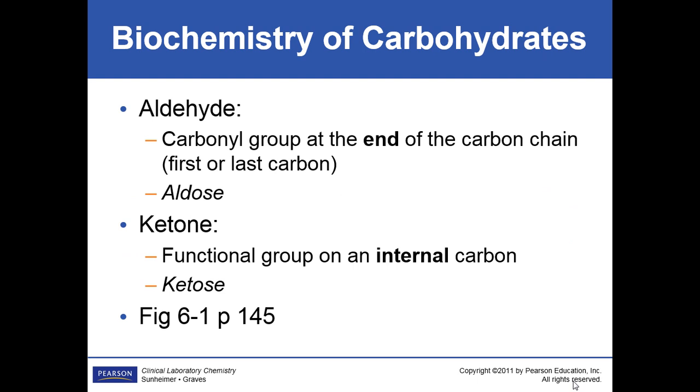If the carbonyl, that's at CO, is at the end of the carbon chain, first or last carbon, say you have 20 carbons and it's on number 1 or number 20, it's considered an aldehyde. If it's on another one that's inside, not on the two ends, then it's considered a ketone. And you have figures in your textbook. And I'm going to be referring to stuff in this chapter that's in your book.